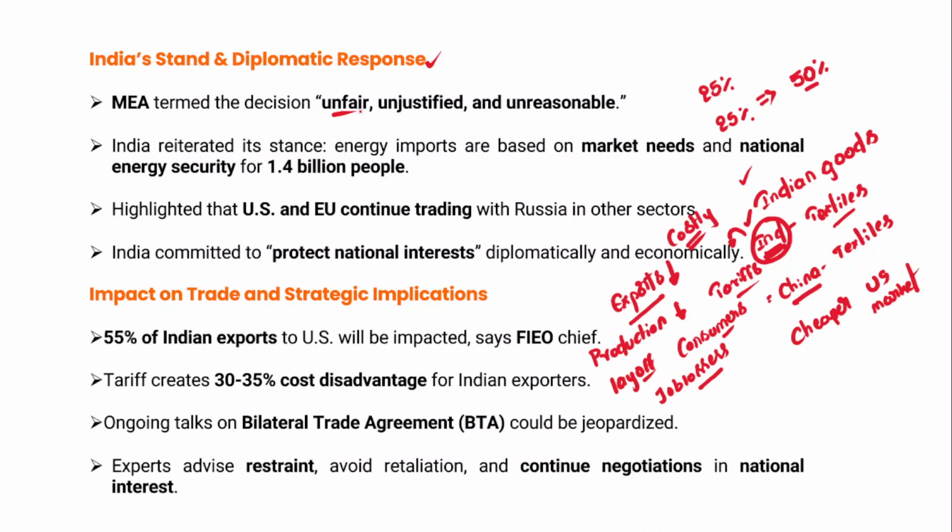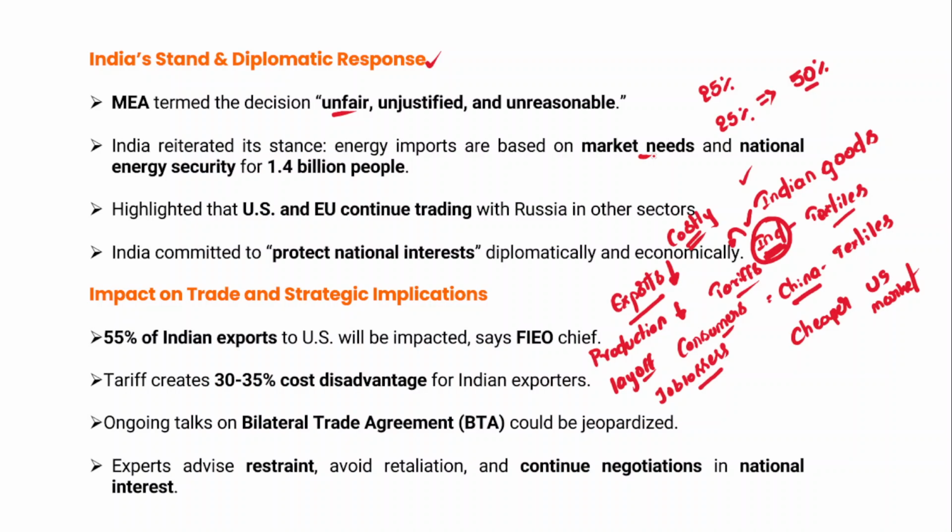And in fact, India further reiterated its stance that India is committed to the energy security of its 1.4 billion people. And also remember that India is the world's largest populous country. So therefore, energy imports are based on market needs and the national energy security for 1.4 billion Indian people. And in fact, India also highlighted the hypocrisy of the US, because the European Union, Turkey, China, all these countries are importing LNG and oil also from Russia.